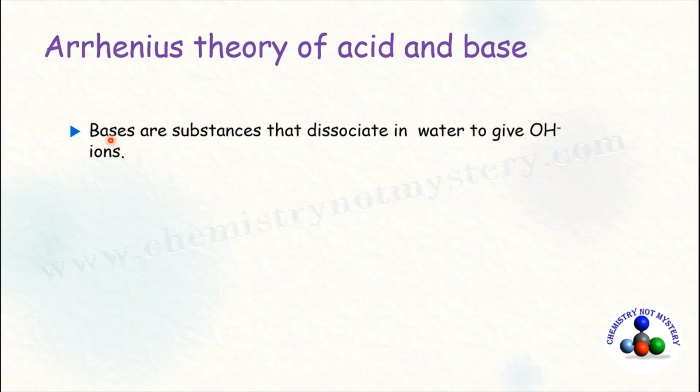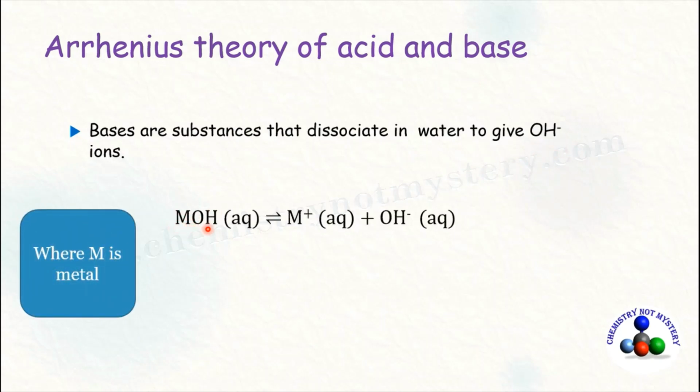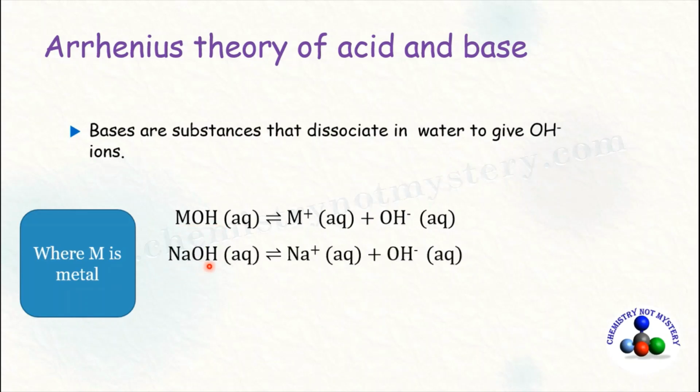Now come to the bases. Bases are the substances that dissociate in water to give OH negative ions. For example, MOH, where M is a metal. When it forms aqueous solution in water, it gives M plus ion and OH negative ions. As it gives OH negative ion in aqueous solution, MOH is a base. For example, NaOH. When NaOH is dissolved in water, it gives OH negative ion in aqueous solution. That's why according to Arrhenius theory, NaOH is a base.